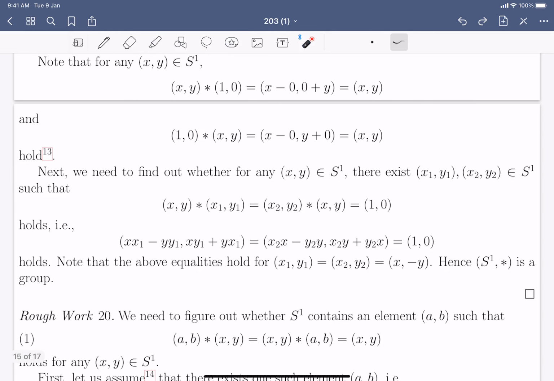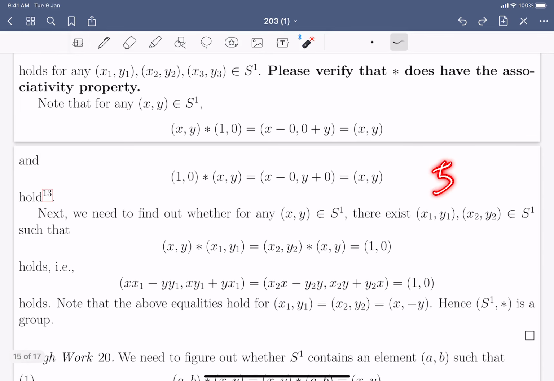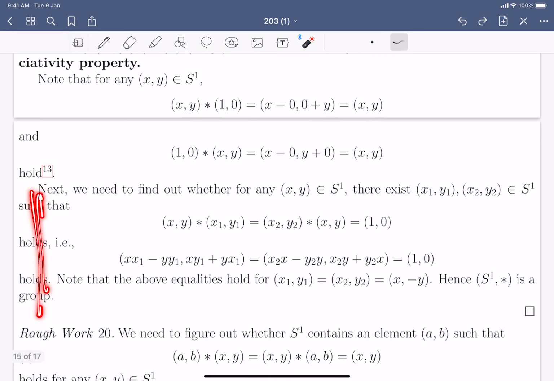Now we are going to focus on the fifth condition. Before we get into it, you can ask from where I got this point (1, 0). Let me not tell you right now. I'll tell you after discussing the remainder of the solution.